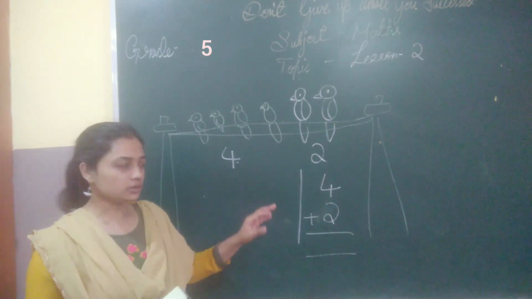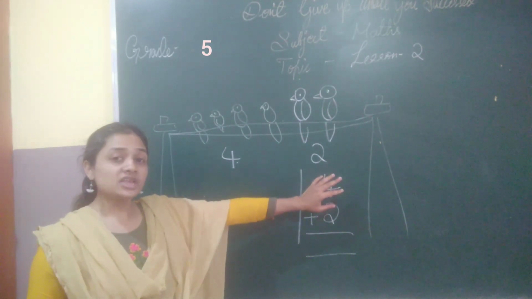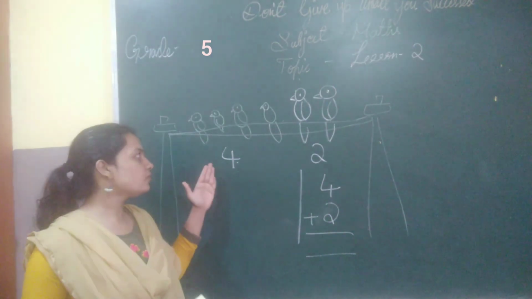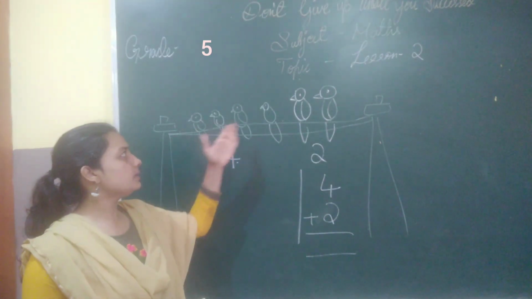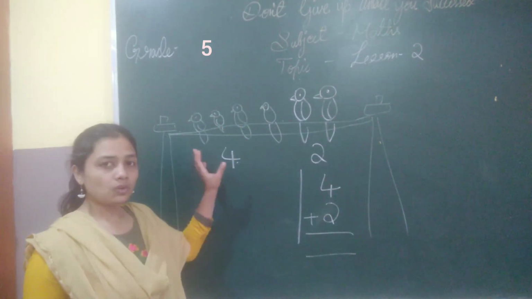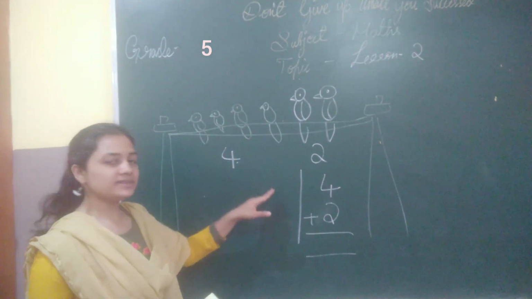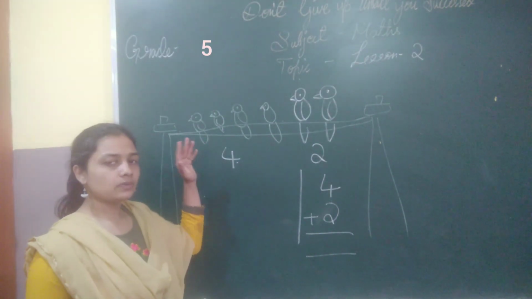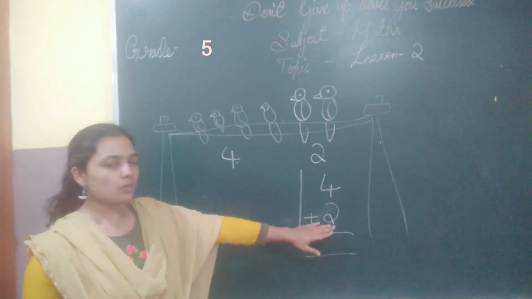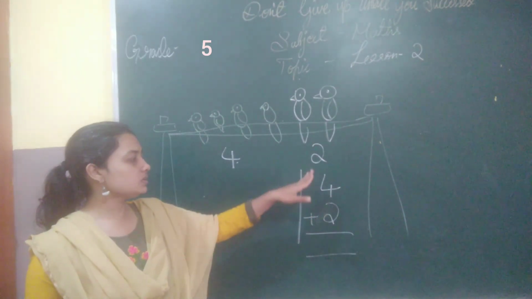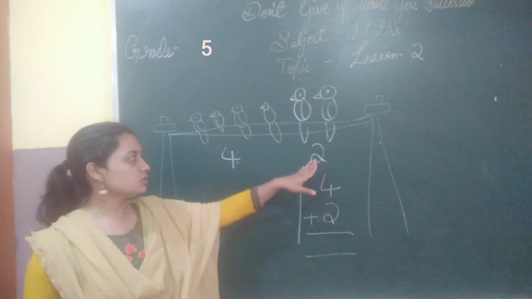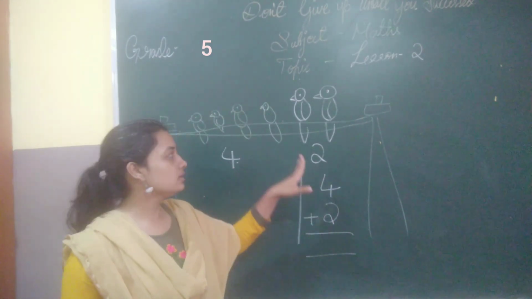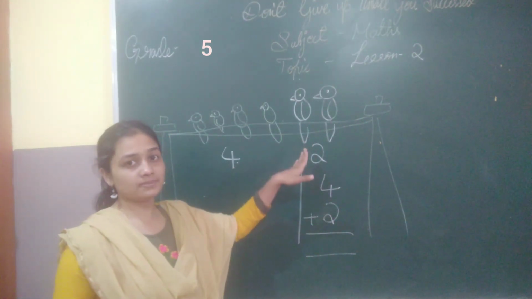So, to get the statement, you should see the number and check the question. What is this number telling about? Now, what is 4 telling about? It is talking about the birds which are sitting already here. So, that is the statement: the birds already sitting on it. That was the first statement. Now, see what is about 2. Go to the question and see what 2 is representing. 2 is telling about the birds which came after some time. So, this is the birds which joined after some time.